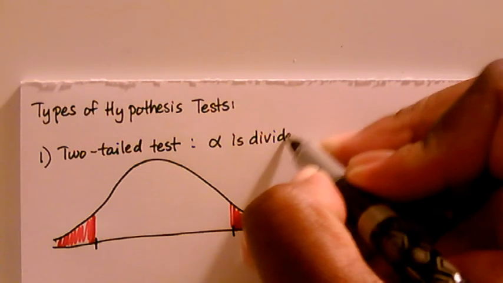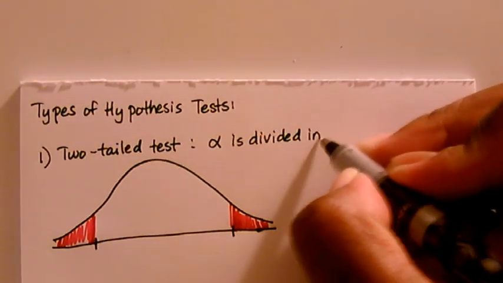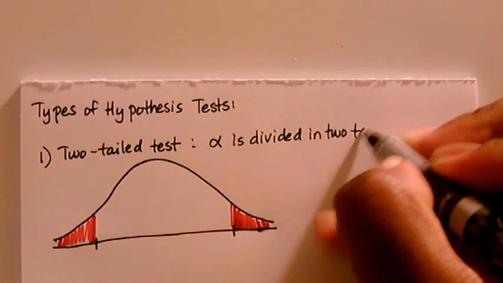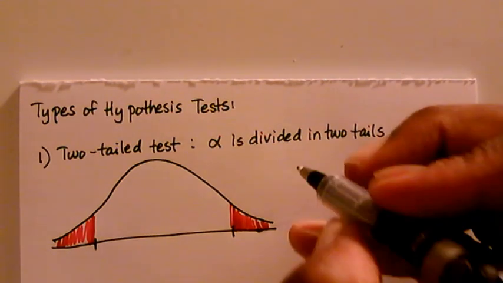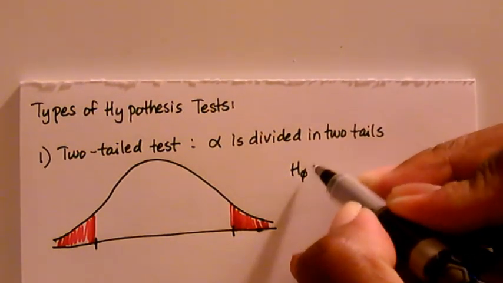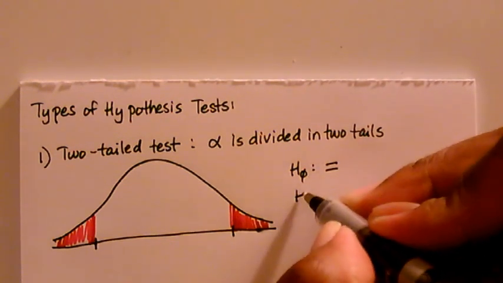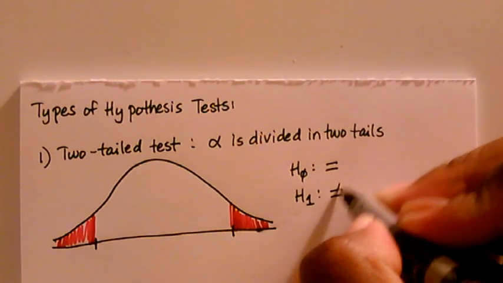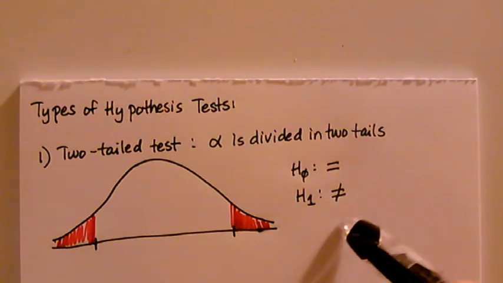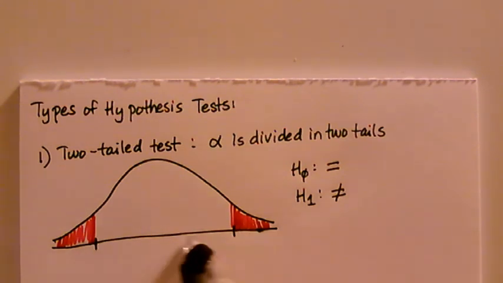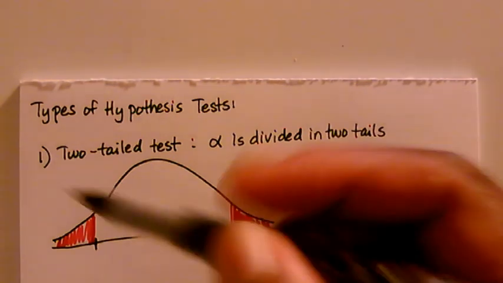So here in a two-tailed test, the alpha level, which is your level of significance, is divided in two tails equally. And in a two-tailed test, your null hypothesis always has the equal sign, but your alternative has the not equal to symbol. So if the alternative is not equal to, it's a two-tailed test. That means that the alpha level is split in two tails.